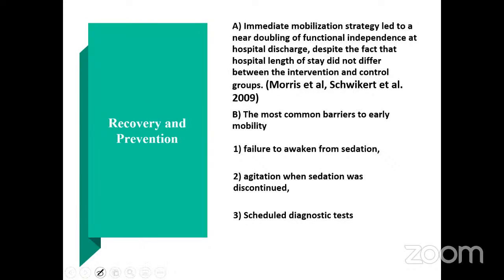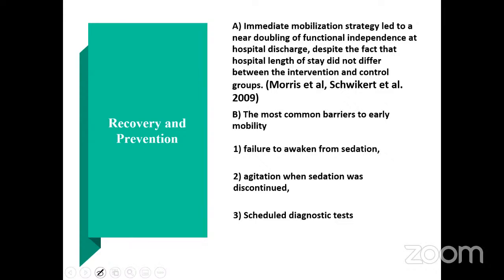Morris and Schwickert et al. in 2009 did a study on this immediate mobilization strategy that led to a near doubling of functional independence at hospital discharge, despite the fact that hospital length of stay did not differ, but they were functionally independent at the time of discharge.